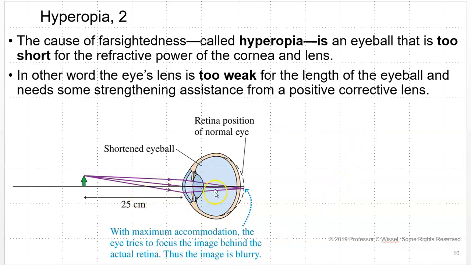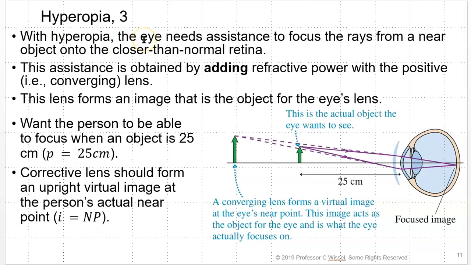So what happens is, instead of focusing on the retina, which is where you want the light to focus, it focuses beyond the eyeball, somewhere in the back, in your head. With this condition, the eye needs assistance to focus the rays from the near object to a closer than normal retina. This assistance is obtained by adding refractive power with a positive, that is a converging, lens. This lens forms an image that is the object for the eye's lens.